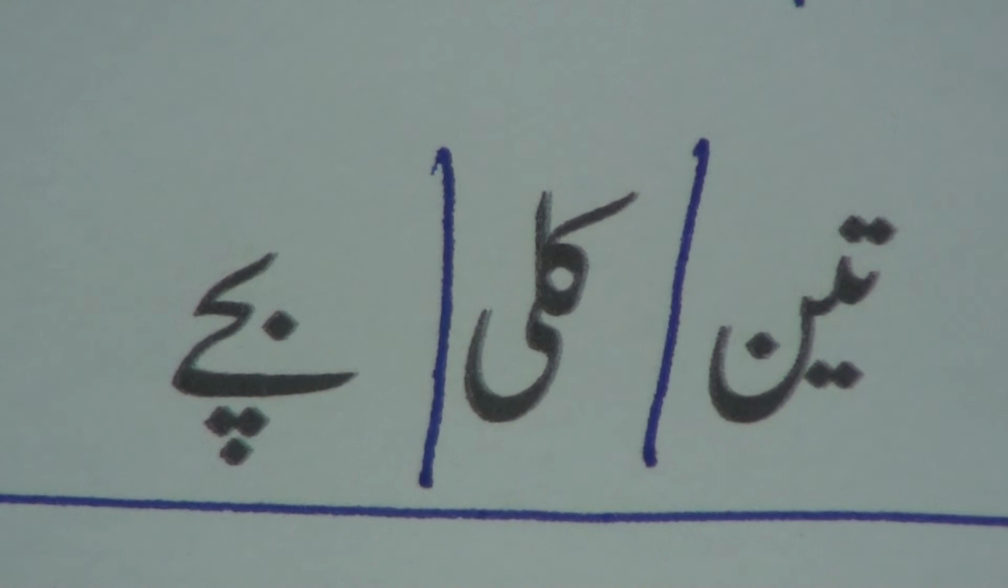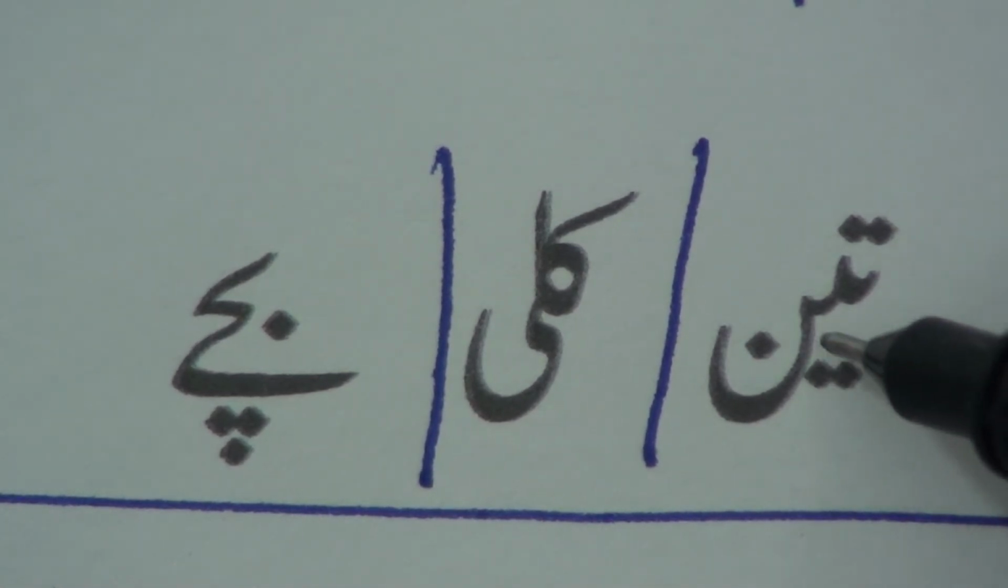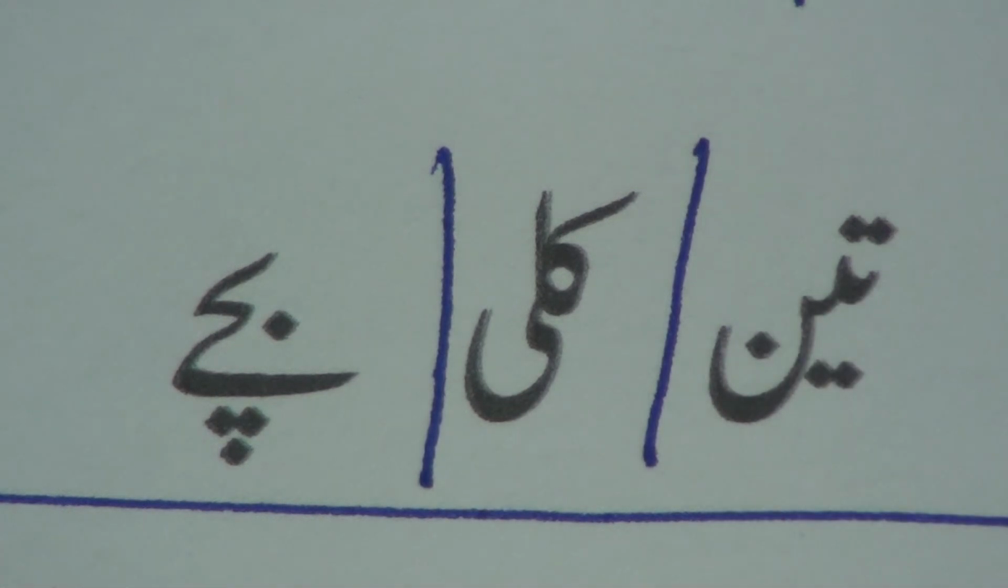Teen. Te, ye, noon: teen. There are two dots. It means it is ye. Teen means three.